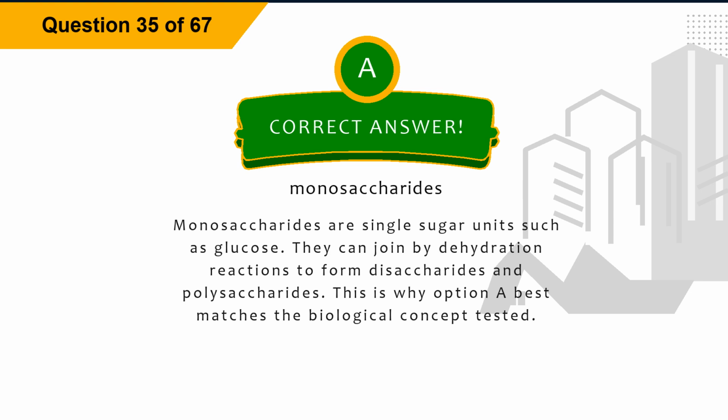Explanation: monosaccharides are single sugar units such as glucose. They can join by dehydration reactions to form disaccharides and polysaccharides. This is why option A best matches the biological concept tested.